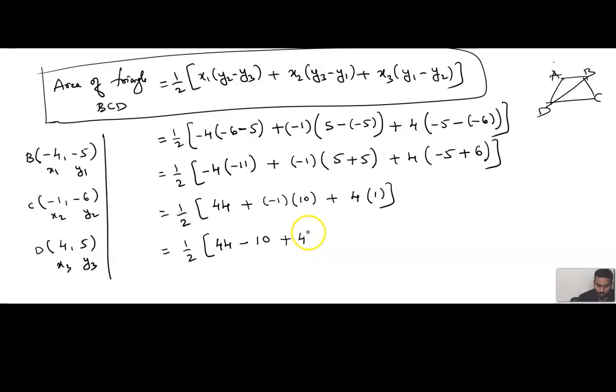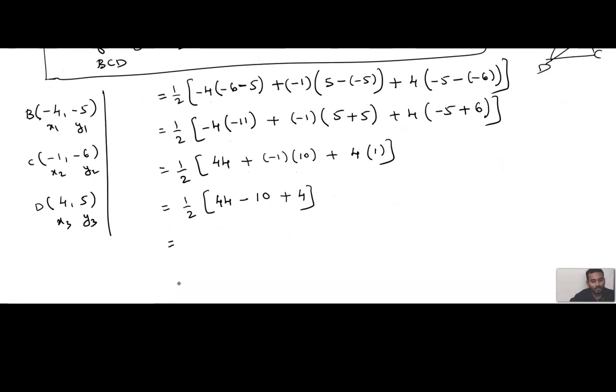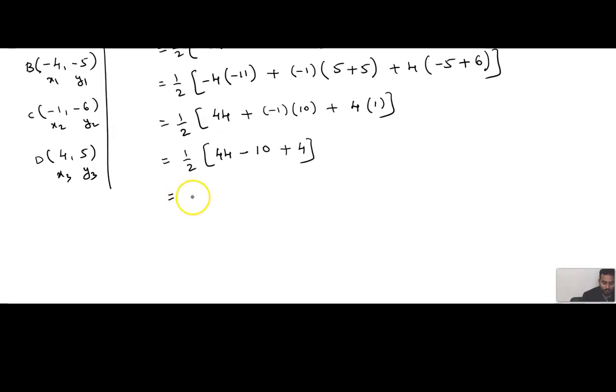Got it? Very good. Now half into, as I said, first you have to calculate positive values, then negative values. 44 plus 4, that is 48, then minus 10, that is nothing but half into 48 minus 10, 38. Half of 38 is 19 square units.